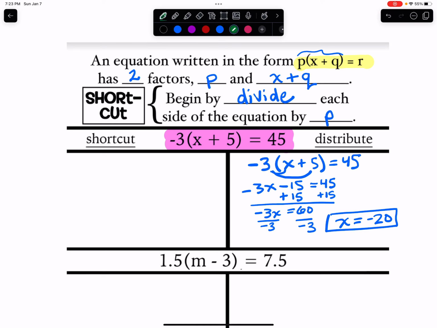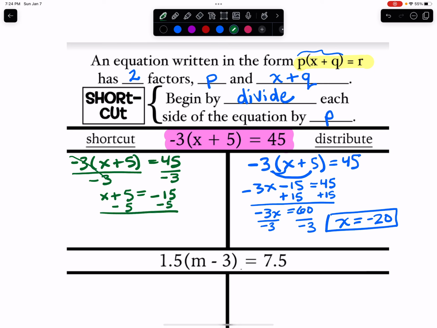Watch how this works. Let me recopy the problem. The shortcut is to divide both sides of the equation by the number that's in front of the parentheses. These would cancel out because negative 3 divided by negative 3 is 1, leaving you with just x plus 5. And 45 divided by negative 3 would be negative 15. Now it's a one-step equation. We only have to undo the constant term by subtracting 5 from both sides, and we get the same answer. But we got the same answer with a lot less work.